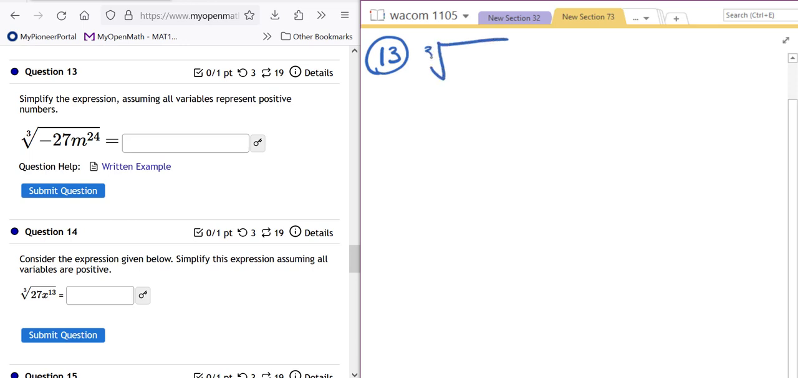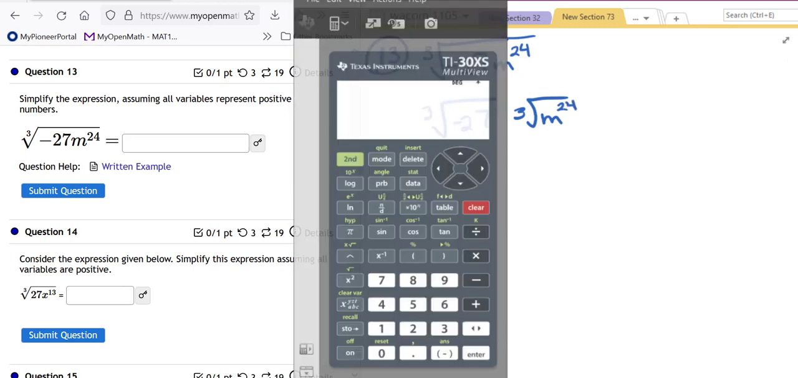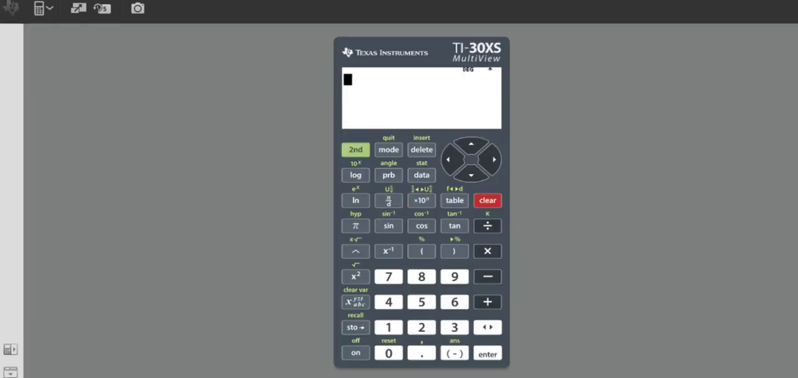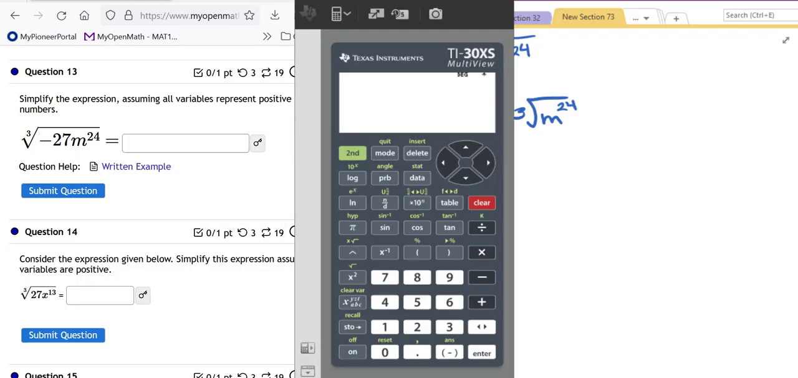So we have a cube root this time of negative 27 m to the 24th. All right, and you can think of your numbers and your variables separately. So we're doing the cube root of negative 27, which is a perfect power, and we're doing the cube root of m to the 24th. Okay. So this one you can do on your calculator, and I did get a little calculator we can use. That wasn't what I meant to do.